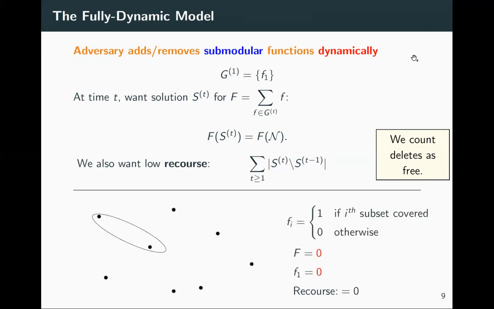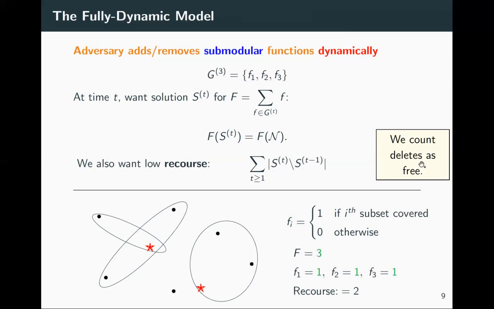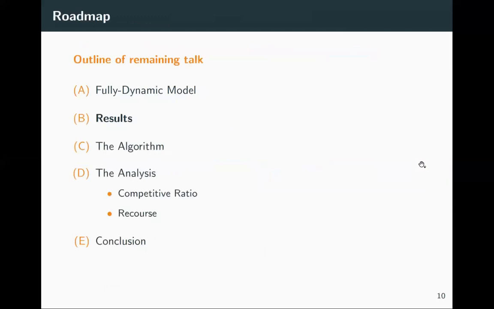So let's do the example from the beginning of the talk in this framework. In the hitting set problem, each of the constituent constraints that arrives and departs over time is just the indicator function for whether or not we've covered the ith subset. So as I walk through this example, I'll track the relevant quantities, the functions and the recourse down here. So we see that this framework indeed captures the hitting set problem and generalizes it significantly. Without further ado, let me say our results.